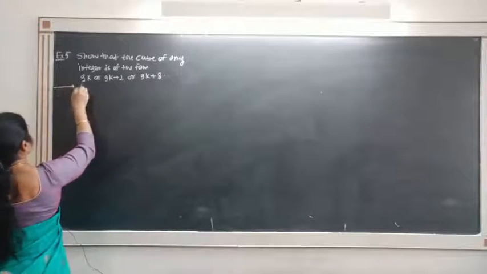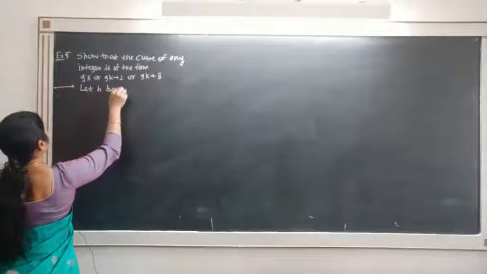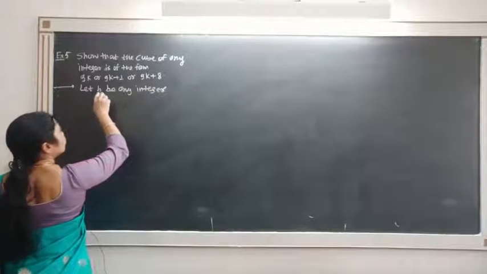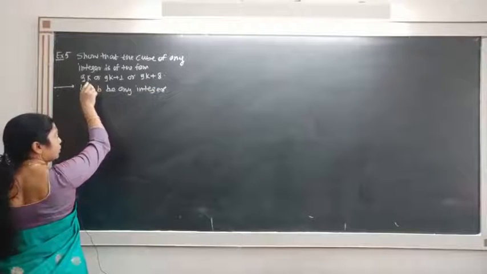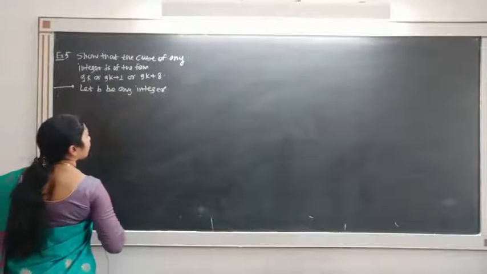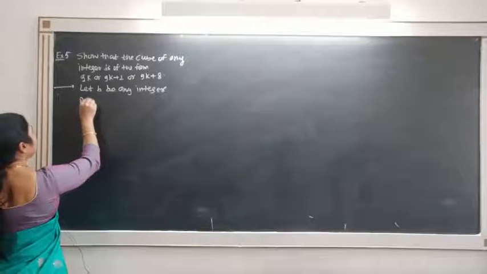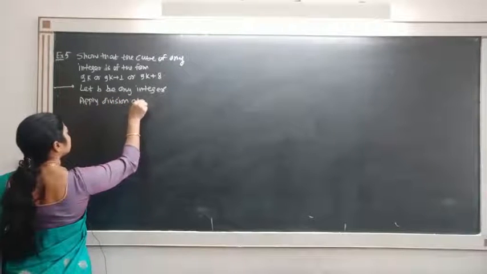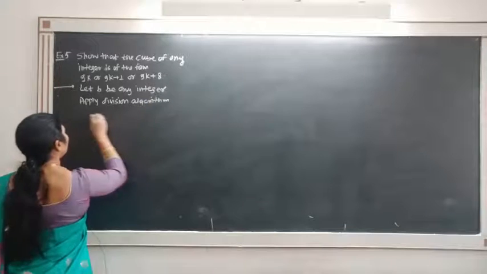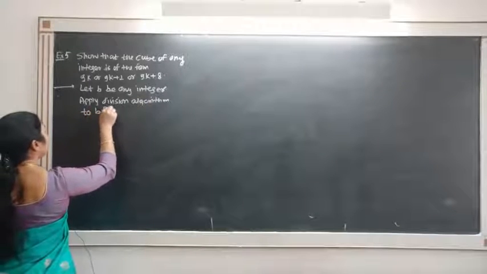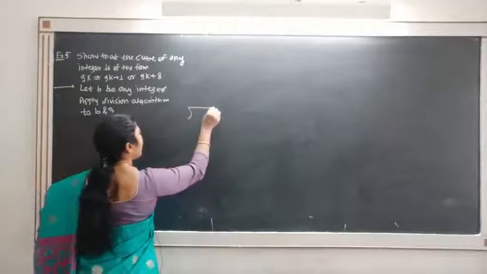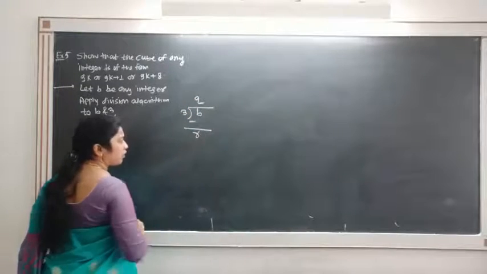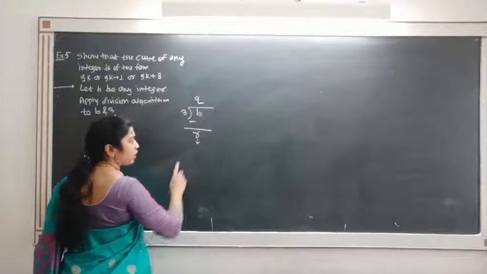Let b be any integer. We want to prove that the cube of this integer is of the form 9k or 9k plus 1 or 9k plus 8. So apply the division algorithm to b and 3, that is, we are dividing b by 3, we get some quotient and we get some remainder. What is the property of this remainder?